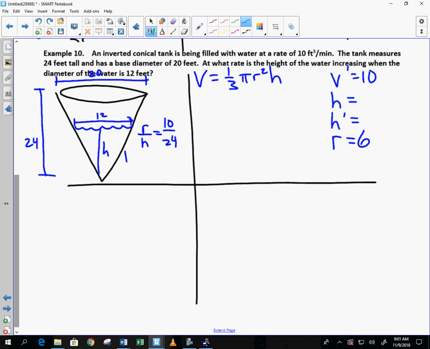So I have 10H is equal to 24R. Do I want R equals or do I want H equals? So I've got divide by 24, divide by 24. I've got R is equal to 5/12 times H. What do I do with that?